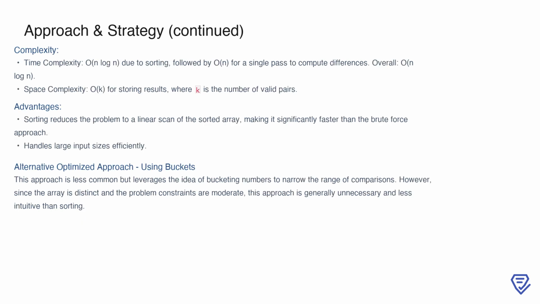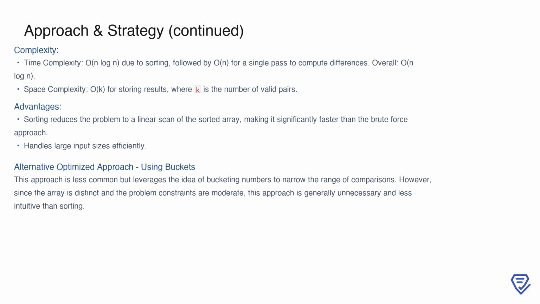Now, let's analyze the complexity of the sorting-based approach. Sorting the array dominates the time complexity, which is O(n log n). After sorting, we only need a single linear scan to compute the differences between consecutive elements, which adds an O(n) component. This makes the overall complexity O(n log n).